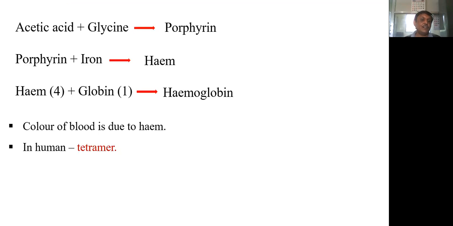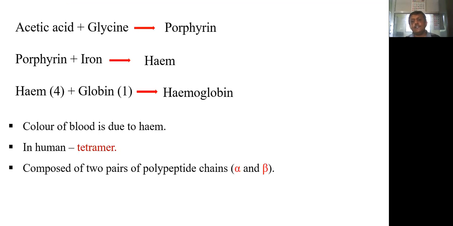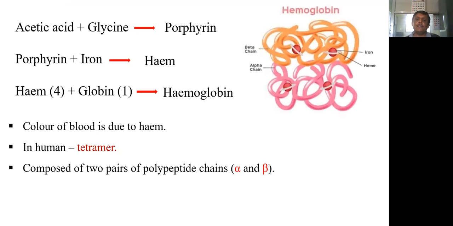No, the name, it is a tetramer. So tetramer means it has four monomers. Now this hemoglobin in case of human beings has two pairs of polypeptide chains, alpha and beta chains. So in this diagram we can see there are two alpha and two beta chains. The beta chains are shown in orange color, and the alpha chains in this pinkish color.